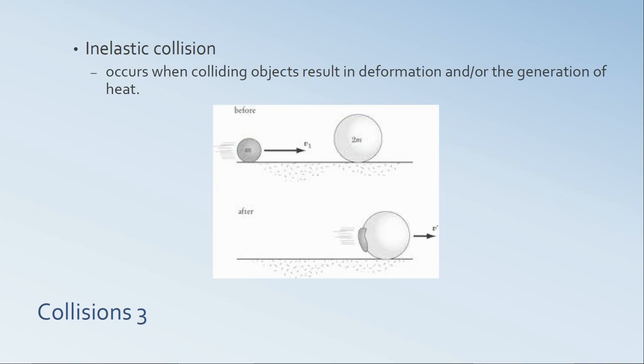Inelastic collisions occur when these objects collide and there's some type of deformation or generation of heat, or the objects are stuck together. So that would be an inelastic collision.